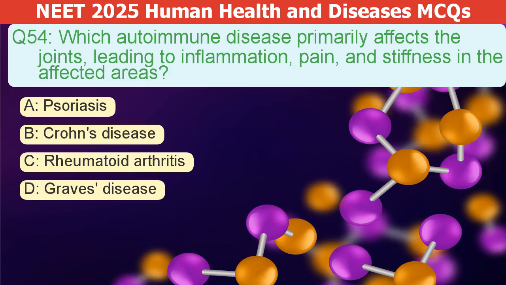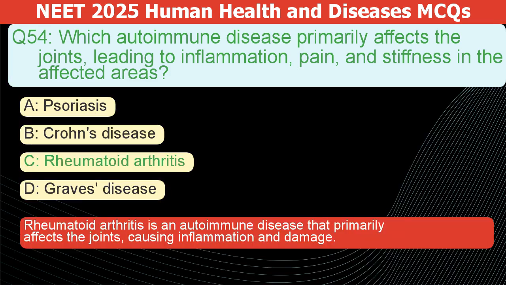Which autoimmune disease mainly affects the joints, causing inflammation, pain, and stiffness? A. Psoriasis. B. Crohn's disease. C. Rheumatoid arthritis. D. Graves' disease. The correct answer is C. Rheumatoid arthritis is an autoimmune disease that primarily affects the joints, causing inflammation and damage.